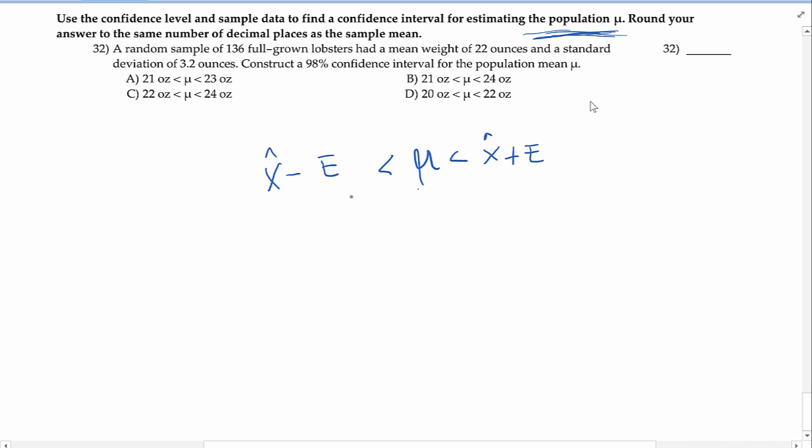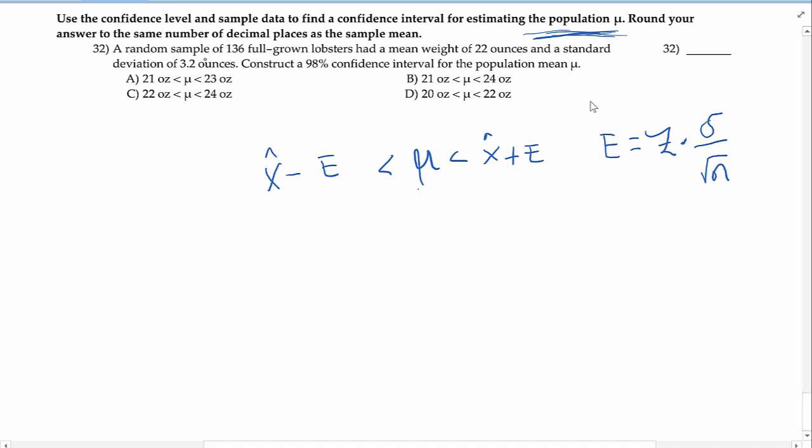Okay? So now that we build this interval right here, the margin of error is different because it comes from the sampling distribution of sample means. It's the z-value, but in the sampling distribution for sample means, the standard deviation is the standard deviation of the population divided by the square root of the sample size. All right, so it may be even simpler.